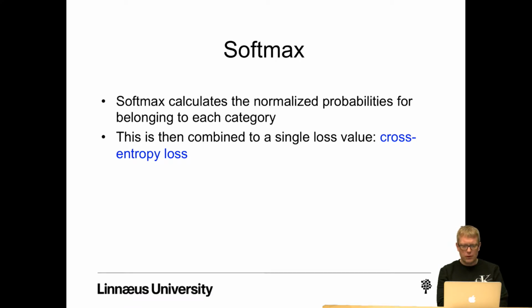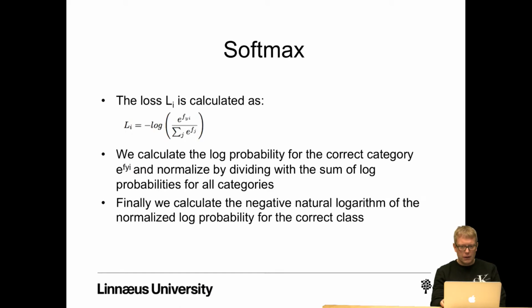Softmax calculates the normalized probabilities for belonging to each category. This is then combined to a single loss value called the cross-entropy loss. And the loss L_i is calculated using the formula here. So we calculate the exponential of the score for the correct category, e^{s_yi}, and normalize by dividing with the sum of the exponentials for all categories. And finally, we calculate the negative natural logarithm of the normalized probability for the correct class. Now we get the total loss.